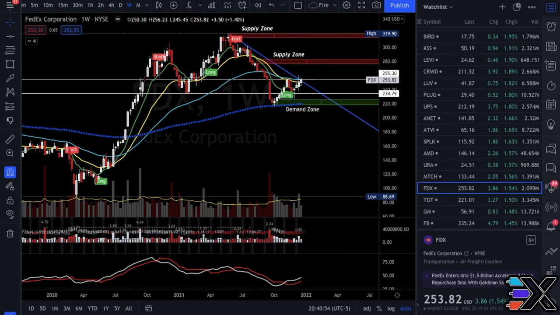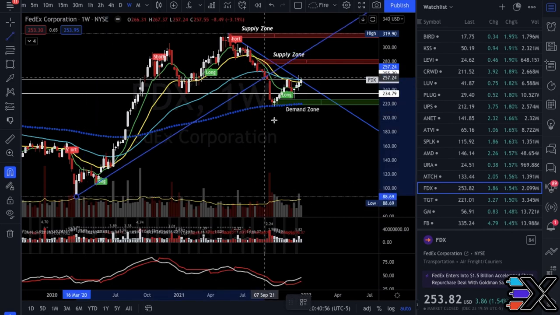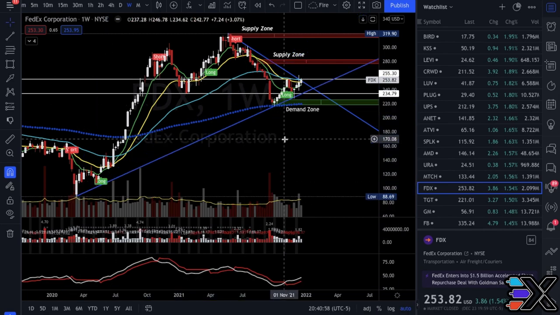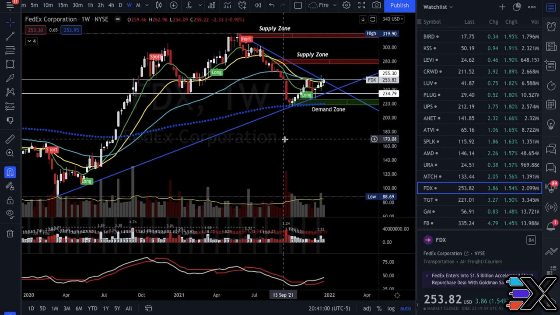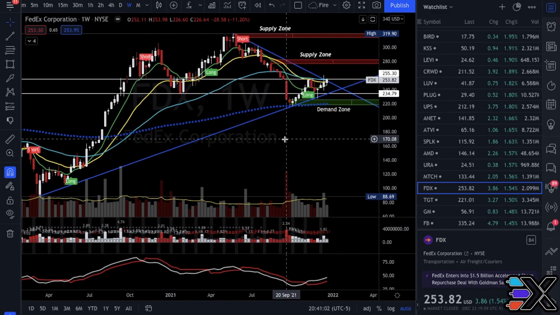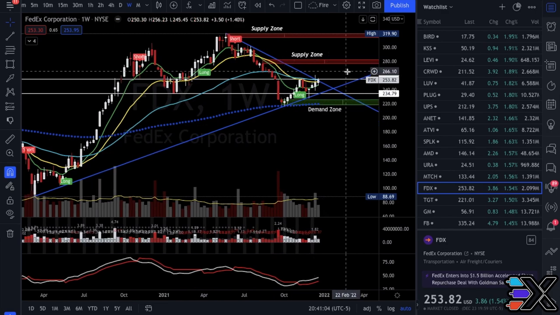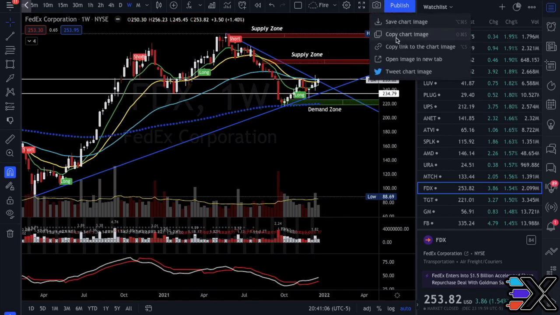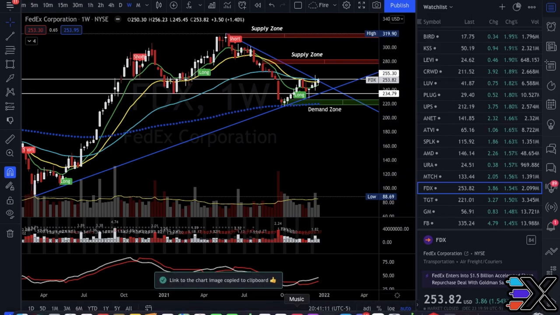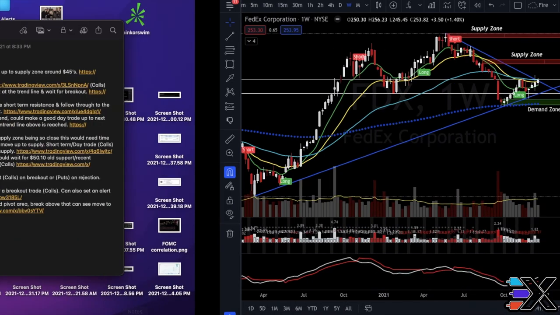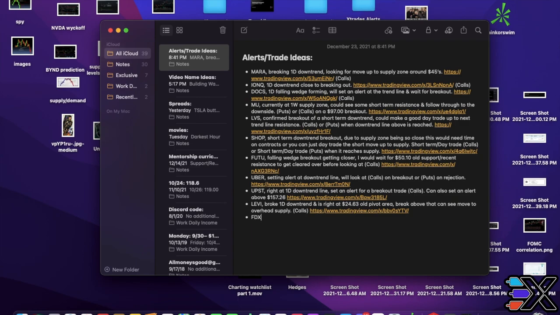So those resistance areas are other areas that institutions and other whales are looking for. So what you see is what others are also seeing, and they tend to try to repeat that.